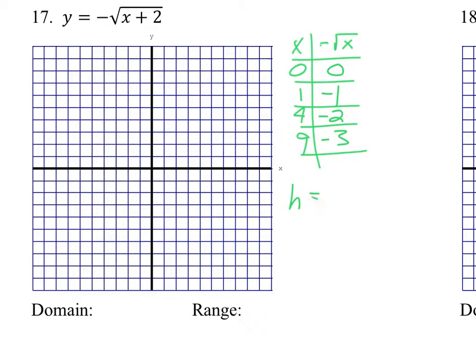Now, the h value is negative 2, k is 0. Remember, h is the opposite of what it looks like. So I'm going to go ahead and plot these original points. So 0, 0, 1, negative 1, 4, negative 2, and 9, negative 3. Those are going to get shifted left 2, so each of those moves left 2, and they end up here. And I'm going to switch colors yet again to draw the curve through those points. Remember, arrow on this end, and this end over here is an endpoint.